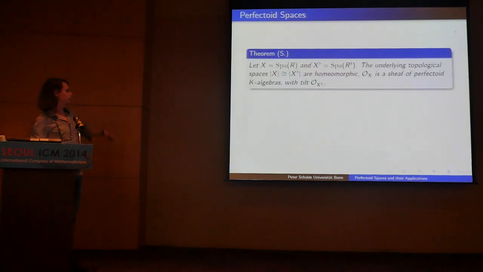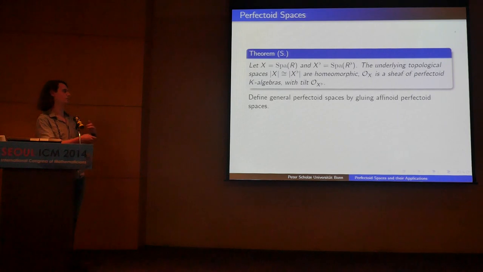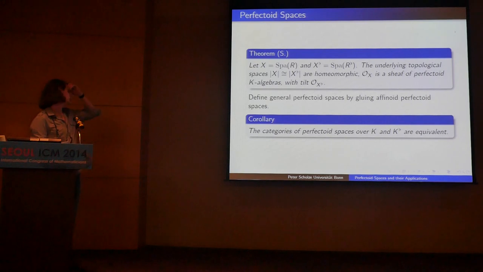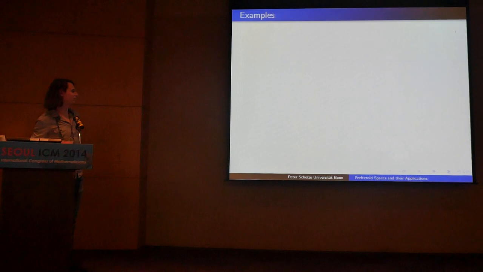All right, let me put this up again. And so if you know this, then you can define general spaces by gluing these simple pieces, these affine perfectoid spaces. Just like you define a scheme to be something glued out of affine schemes, out of the spectra of some rings. And so it's now formal that the resulting categories over these two fields will be equivalent. So now we have essentially achieved our goal of defining categories of spaces over those two fields which are just literally equivalent. But probably I have to mention a few examples to convey that this is anything reasonable.